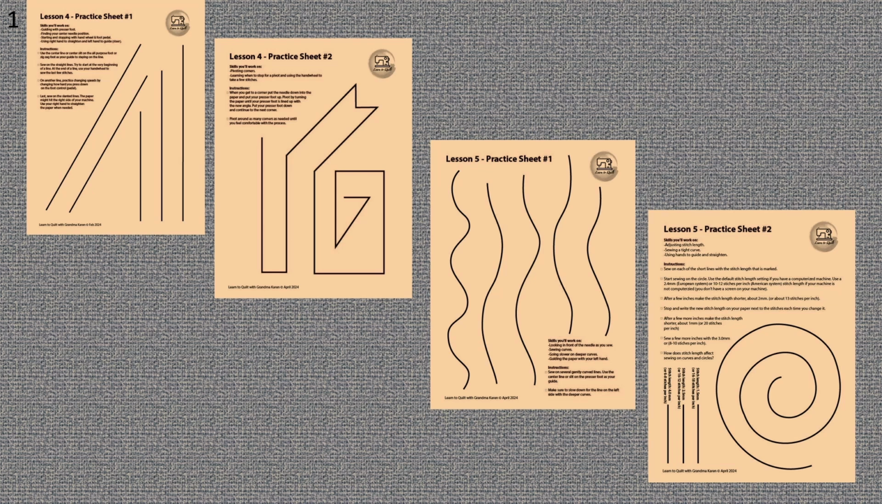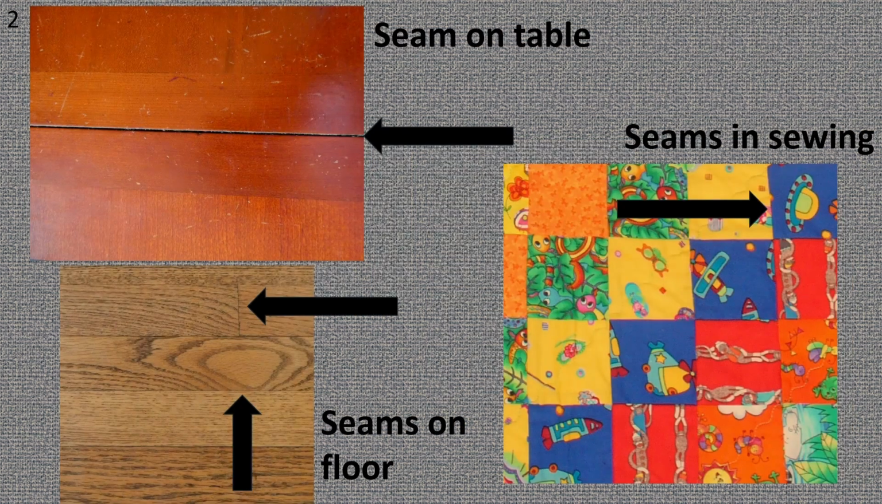You used the line on your presser foot as a guide, but most of the time you will not sew on lines. Today we will learn to sew seams. Sewing seams is what we do most of the time when sewing. A seam is a place where 2 pieces of something meet together.